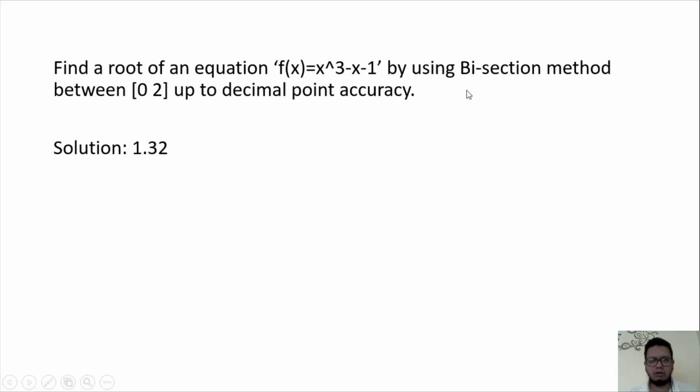If you don't know how the bisection method works, I recommend you go to my playlist on numerical methods for engineers and see how it works. The algorithm of bisection is very simple. It is based on the intermediate value theorem. So let's see what the solver in MATLAB is which uses the bisection method.